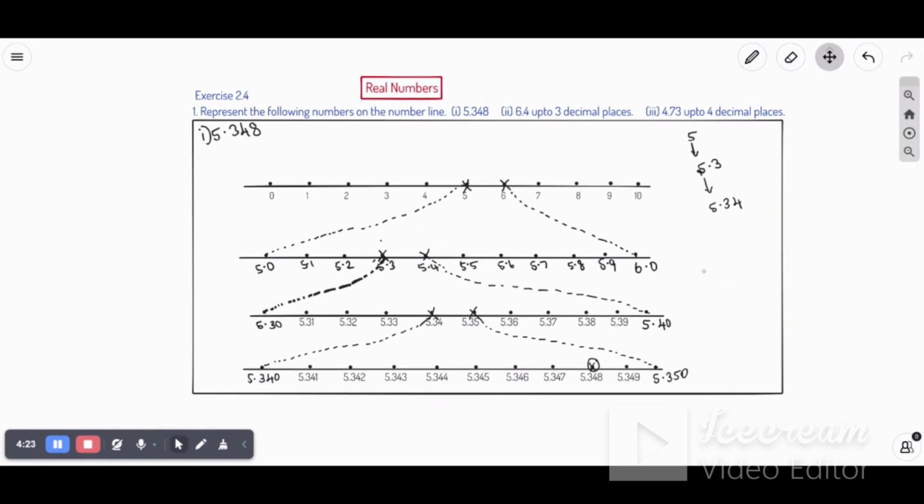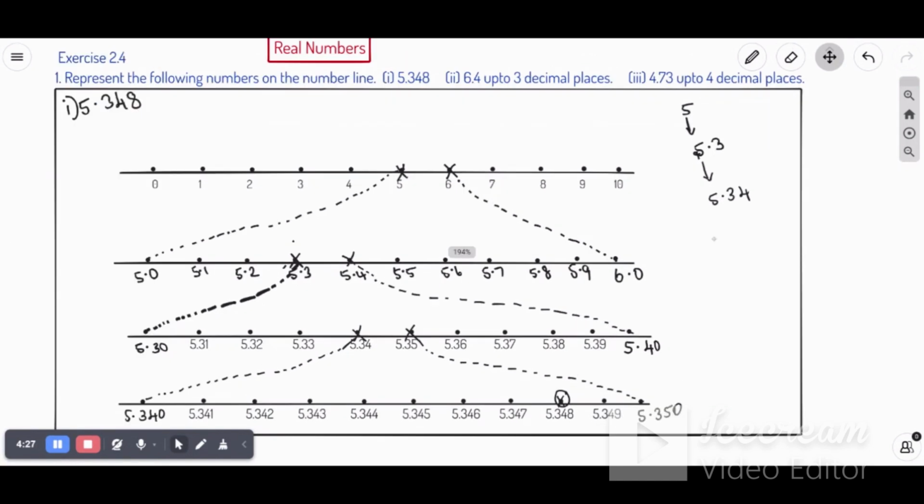Let me summarize. For drawing the line, first start with each digit one by one. Start with 5 and draw a line for that. Then add the next digit and draw the line for that. And then add the next digit and draw a line for that. If you start with 5, the smallest one-digit is 0. If you start with 5.3, that will be 5.30. If you start with 5.34, that will be 5.340. Because this number has to come in between.